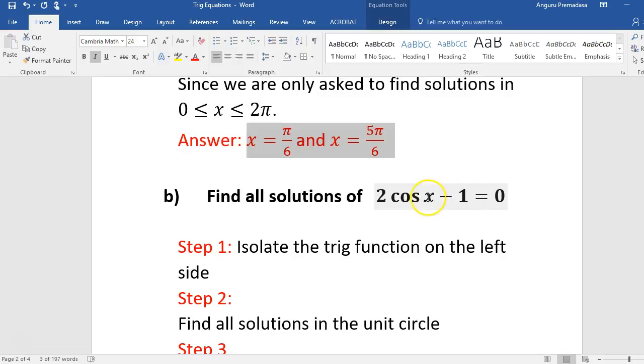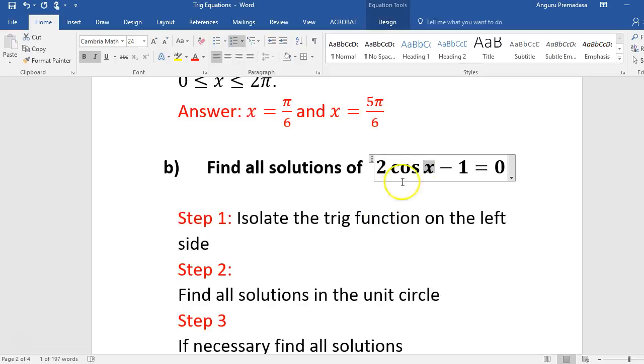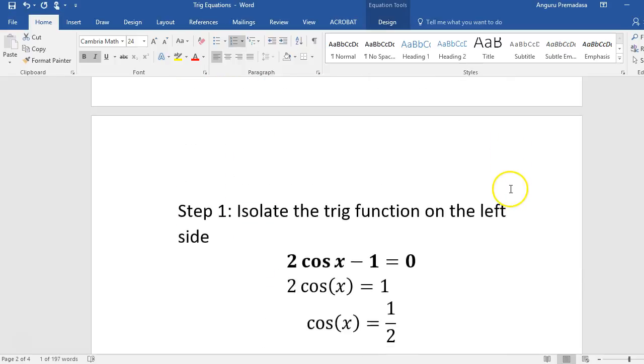Alright, so they want you to find all the angles satisfying this equation. So first step is to isolate the trig function on the left side. So how do you do that? Now it is not isolated because there is a negative 1 and a 2. Can you see there's a 2 here and there's a negative 1 right here. So first of all, you need to take the 1 over to the other side. And then when you do that, you get 2 cosine x equals 1. You add 1 to both sides.